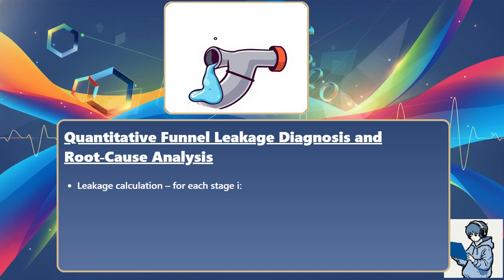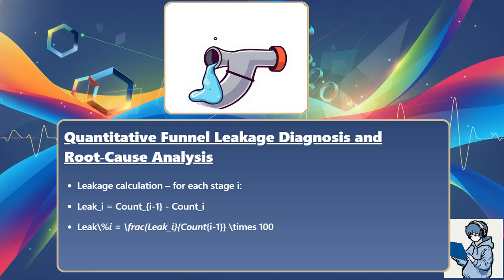Leakage calculation for each stage i. Leak i equals count i minus 1 minus count i. Leak percent i equals leak i divided by count i minus 1, times 100.